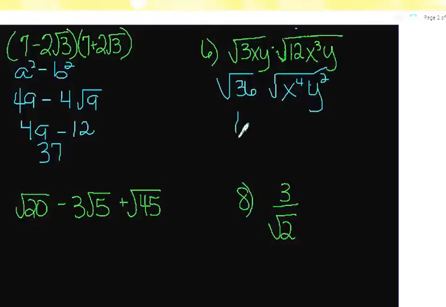Well, the square root of 36 is simply 6. And again, the number in the crook of the symbol implies 2. So when 2 goes into 4, you get x squared and y. And that is your final answer.